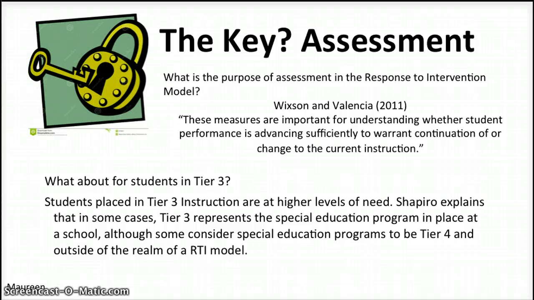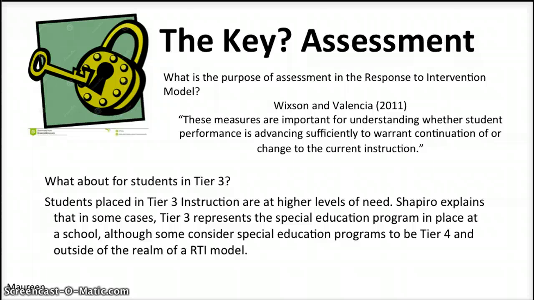An important aspect of Tier 2 is the screening and progress monitoring that is an essential part of the RTI model. According to Wixon and Valencia, 2011, these measures are important for understanding whether student performance is advancing sufficiently to warrant continuation of or change to the current instruction.